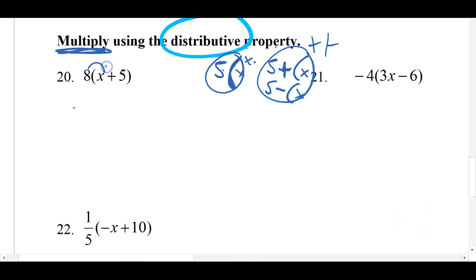So 8 times x, if it's just a letter, you put 8 and x together. Then you multiply 8, multiply 5. Don't forget to multiply both. And again, if I don't know what 8 multiply 5 is, well, that's just 8 five times. 8 plus 8, 16. And we did this actually on the other page. Plus 8 is 24, plus 8, 32, plus 8, 40. So this is going to be 40.